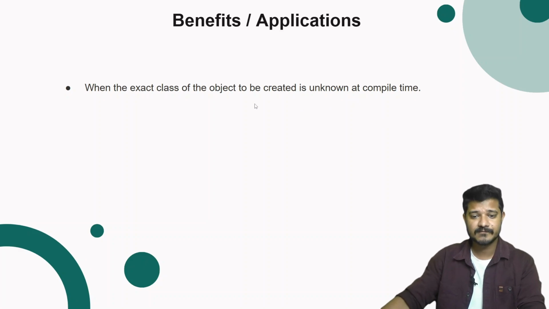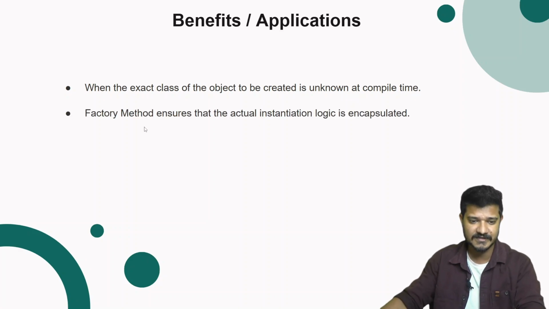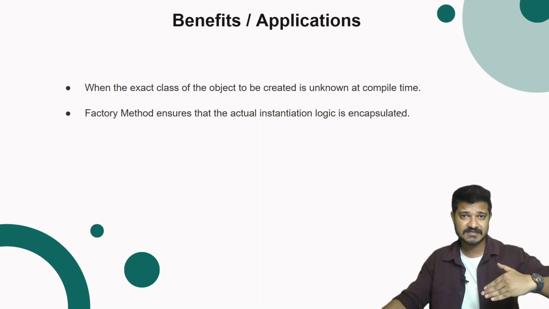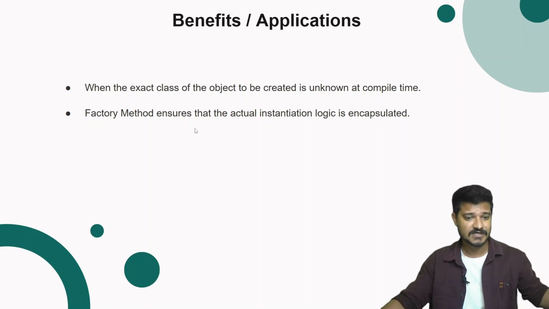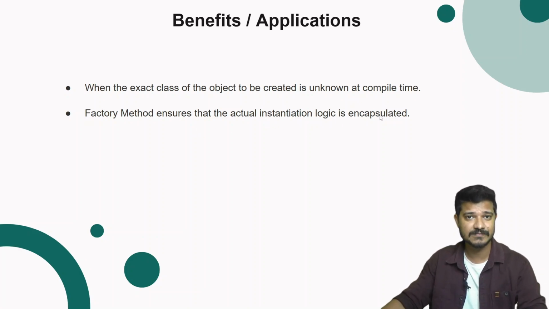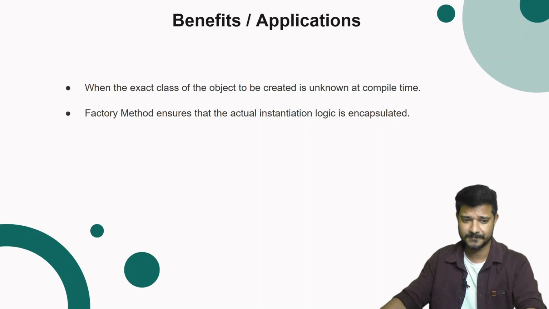So if the class of the object that you need is not known at compile time, the factory method will help you. The factory method ensures that the actual instantiation logic is encapsulated. That means I, as a client, get the object created by the library itself. I don't know how that is being created. So it promotes encapsulation; it hides the details of instantiation of the object from the client that uses it.